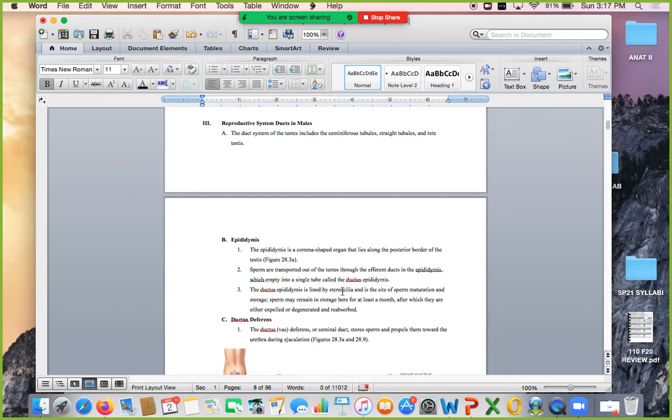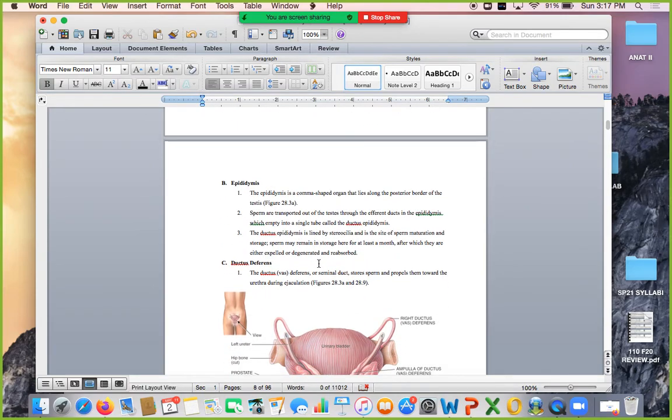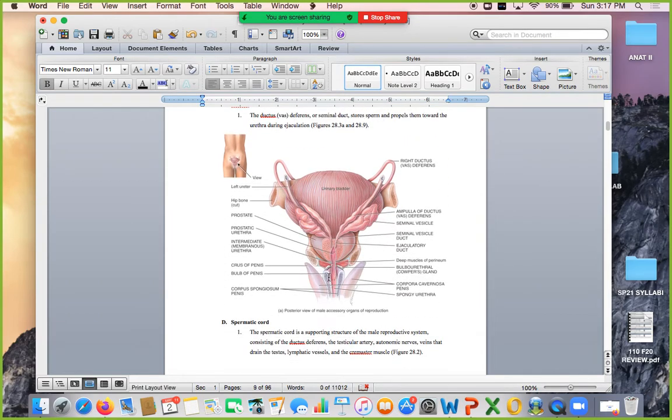All right, so the reproductive system that we just talked about is going to include the testes, which is broken up into seminiferous tubules, straight tubules, and then the epididymis, which is broken up into corpus and cauda, or head, body, and tail. Then the vas deferens, which is going to be the pathway for ejaculation. And so this is going to show you the pathway of the vas deferens.